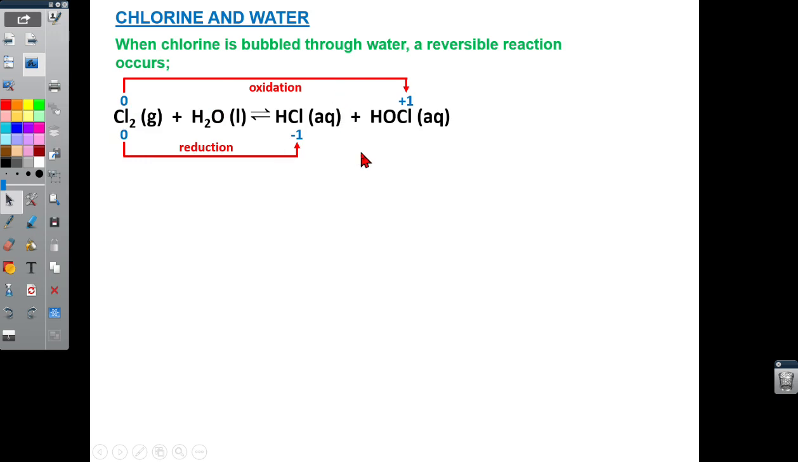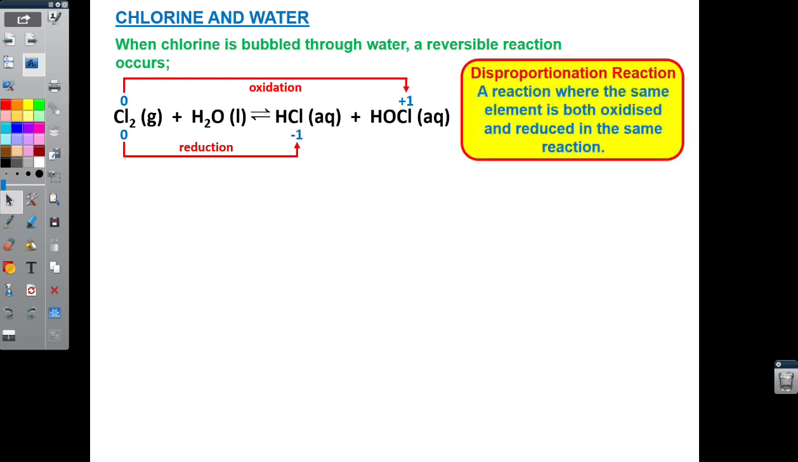And that's quite an unusual situation, and we have a name for it. It's a bit of a mouthful, stand by. It's referred to as a disproportionation reaction. A reaction where the same element is both oxidized and reduced in the same reaction. So, a very common question in the exam papers is for you to bring up that definition of what a disproportionation reaction is, or to be able to identify one. So now you know, hopefully, when the same substance is being oxidized and reduced in the same reaction. Okay, so that's chlorine and water.